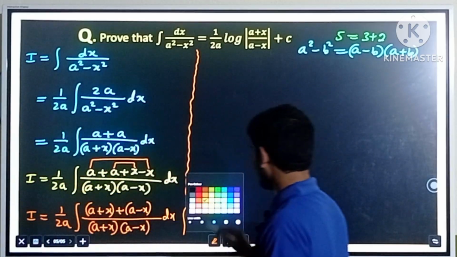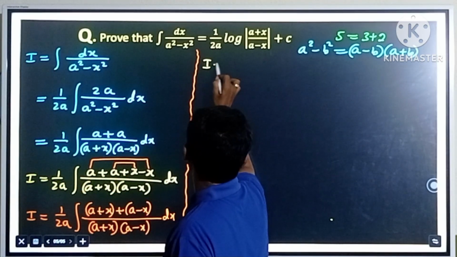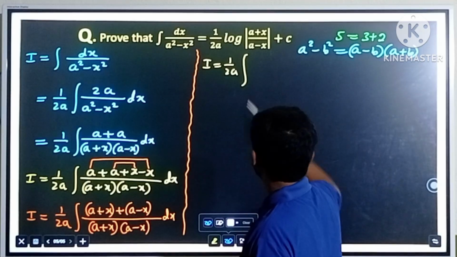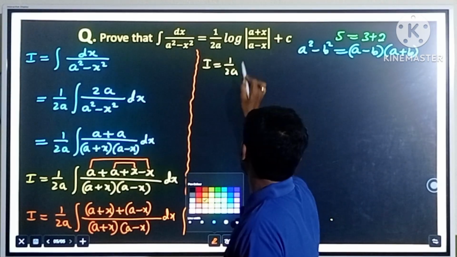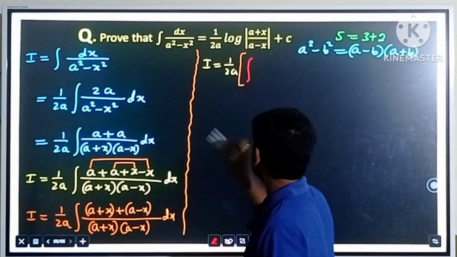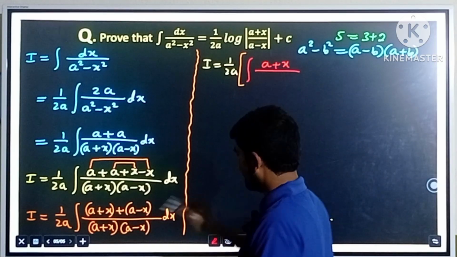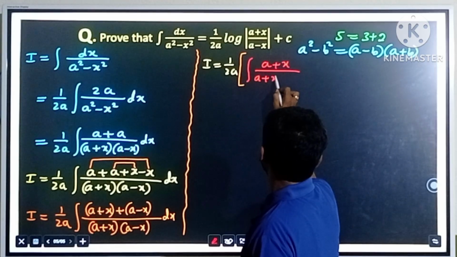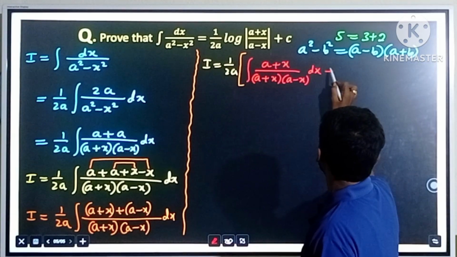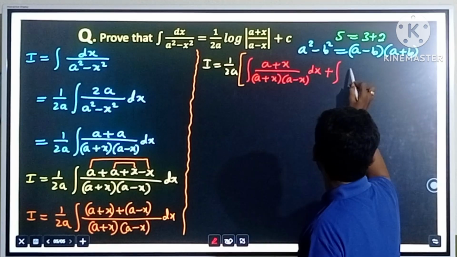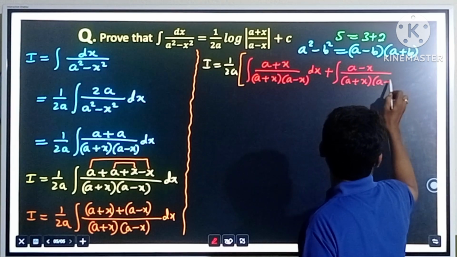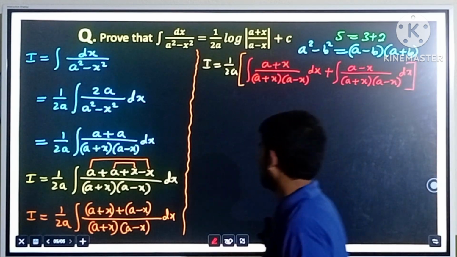See here, I am going to split the numerator. I is equal to 1 divided by 2a into integration of a plus x divided by a plus x into a minus x with respect to x, and then plus integration of a minus x divided by a plus x into a minus x with respect to x. I hope all of you are understanding.